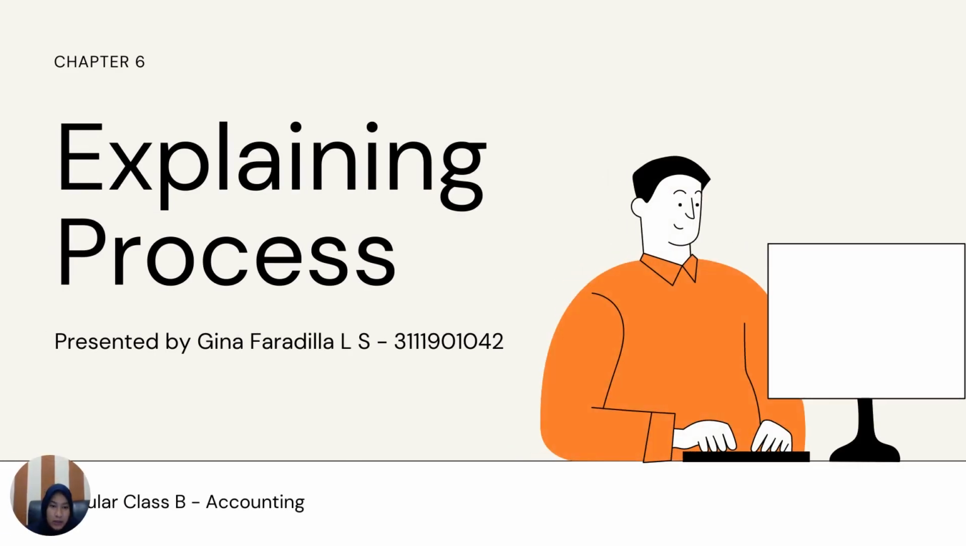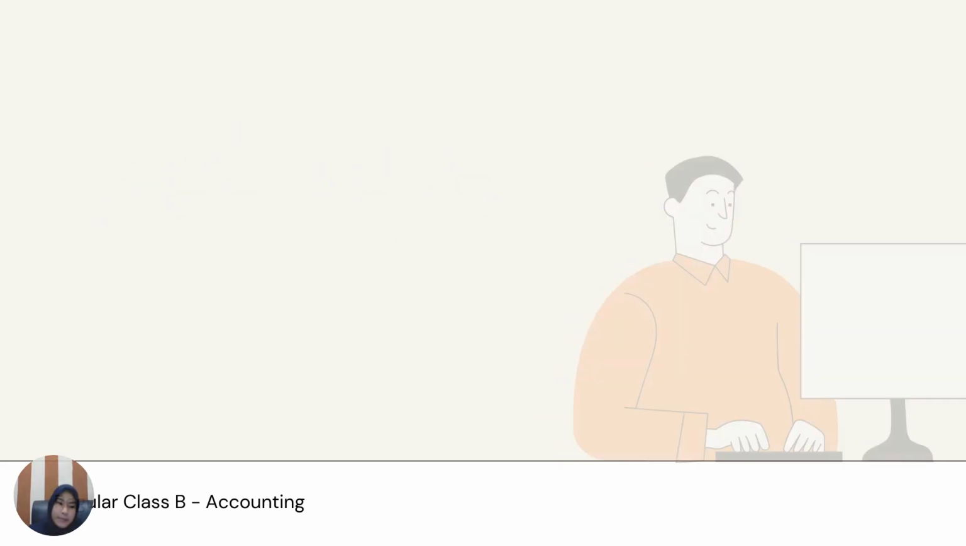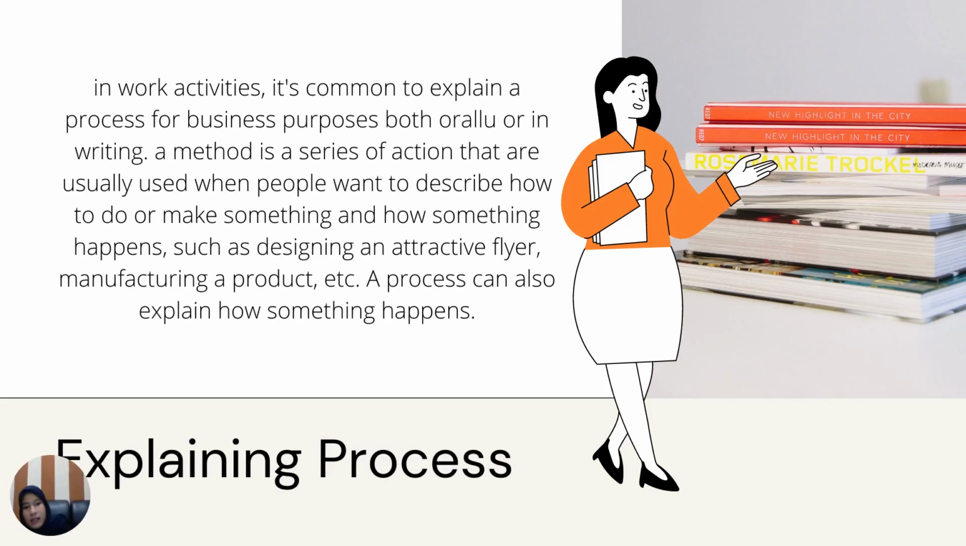In this video, I will tell you about explaining process. In work activities, it's common to explain a process for business purposes, both orally or in writing. A method is a series of actions that are usually used when people want to describe how to do or make something and how something happens, such as designing an attractive flyer, manufacturing a product, etc.